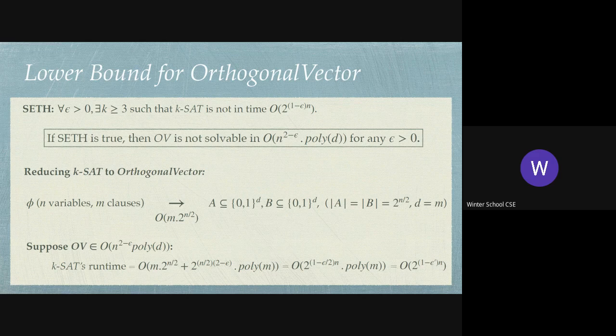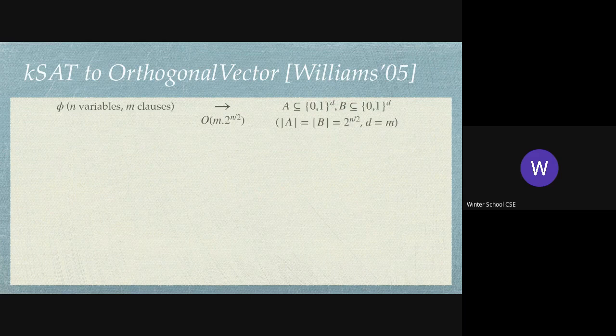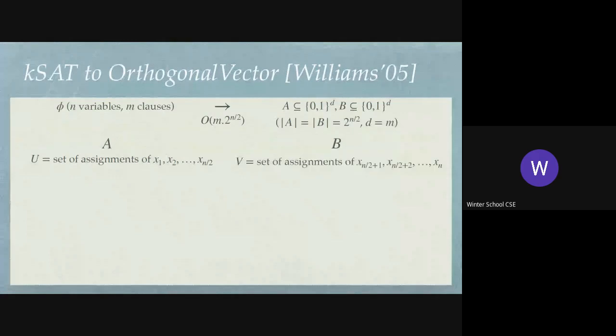So now let's see the reduction. We'll take our phi and convert it into A and B such that the size of A is 2 to the n by 2, and each vector in A will be of dimension m. So we have to create A and B. For A, we take the set U, which is the set of all the assignments for variables from x1 to x n by 2, basically the first half of the variables. And then for creating our B, we take V, which will be the set of assignments for the second half of the variables.